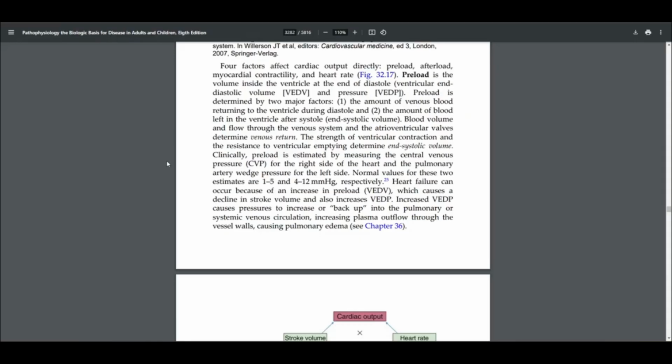Normal values of these two estimate from 1 to 5 and 4 to 12 respectively.